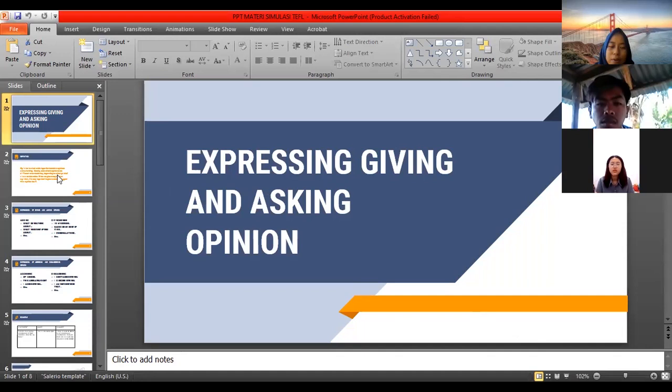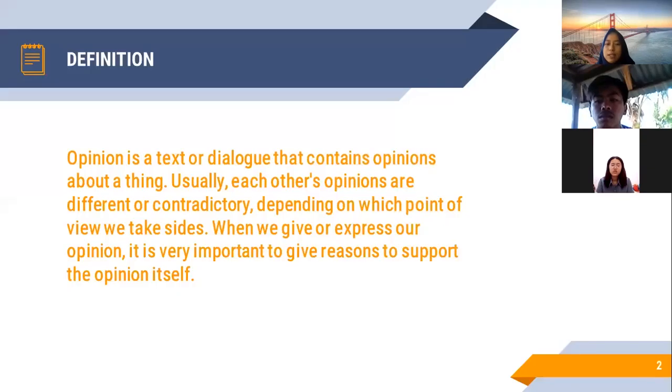Okay. Today we're going to explain expressing, giving, and asking opinion. Oh wait, I'm going to start the slideshow first. Okay, first I will show you the definition. The definition of opinion: an opinion text or dialogue contains an opinion about a thing. Usually, each person's opinions are different or contradictory depending on which point of view we take when we give or express our opinion.